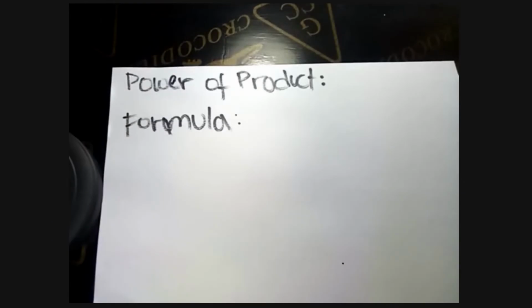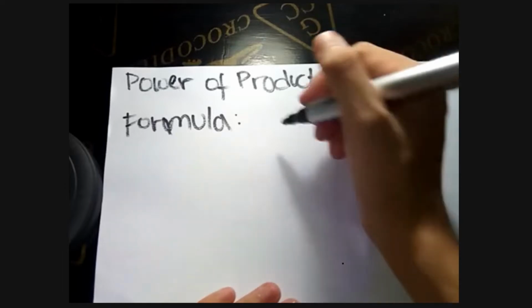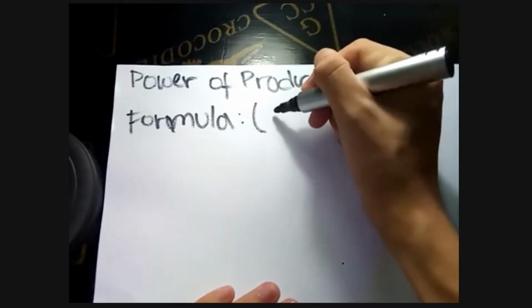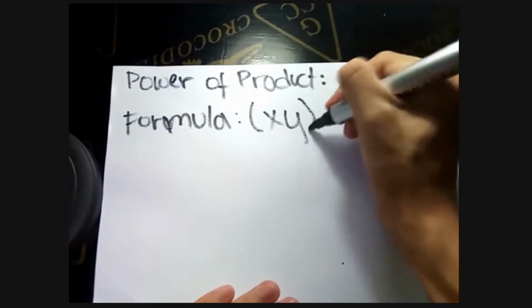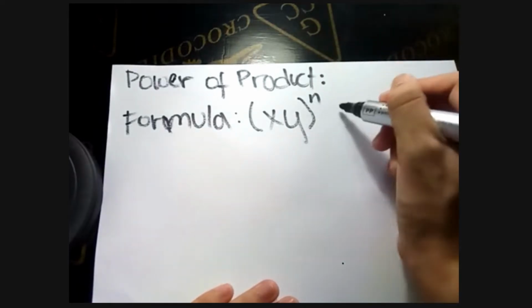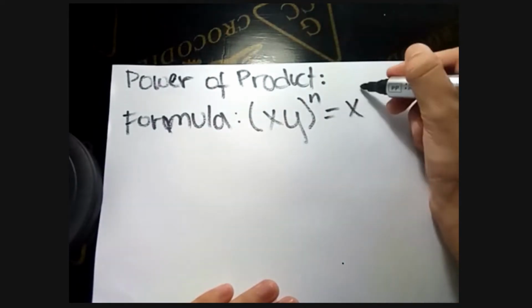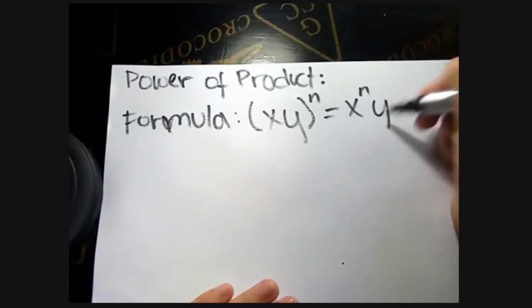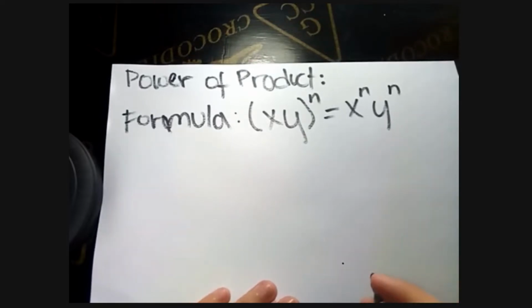So our formula for power of product is: quantity, open parentheses, x y, close parentheses, raised to n, is equal to x raised to n times y raised to n.